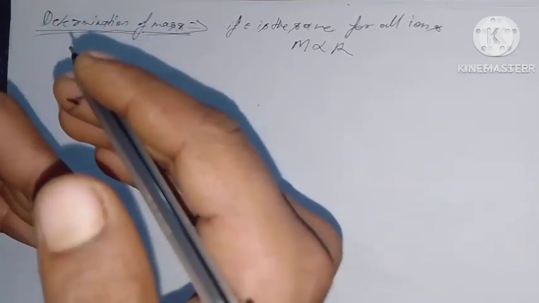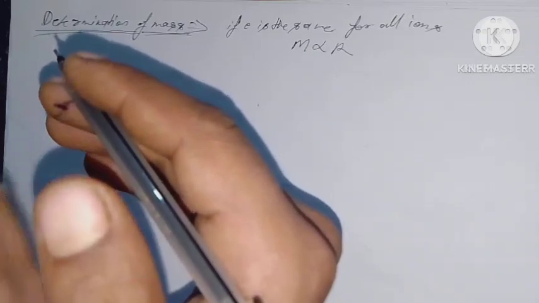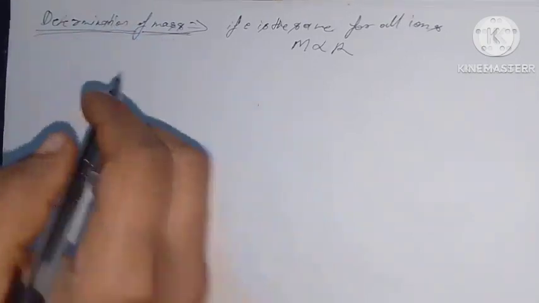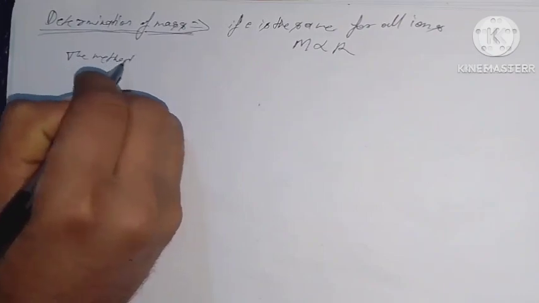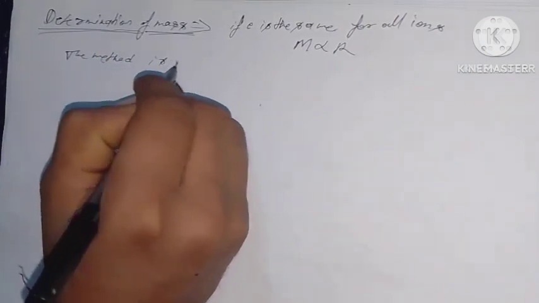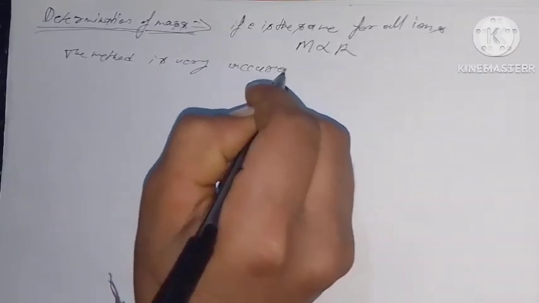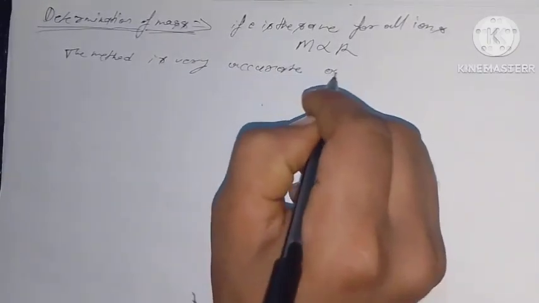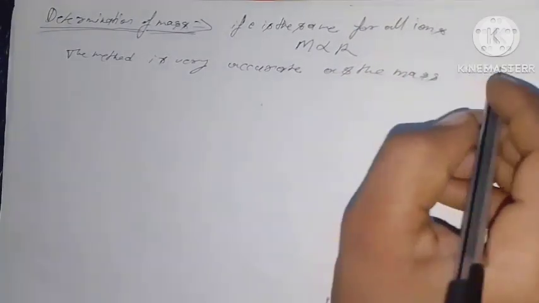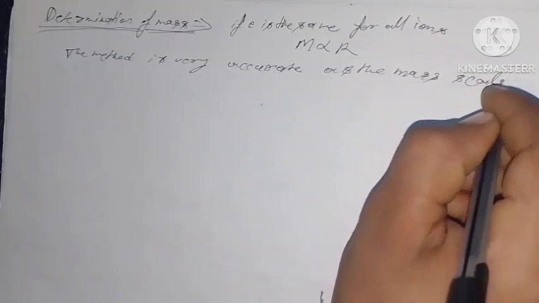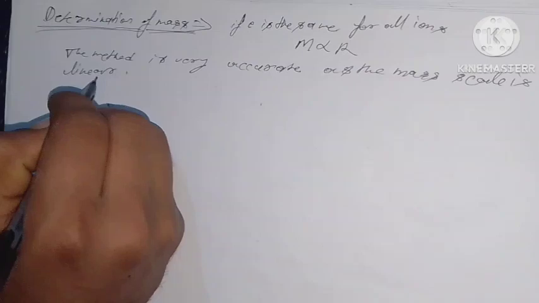Therefore, this method is very useful in separating the isotopes, as the mass scale is very linear. The method is very accurate. Okay. And the next heading: the mass spectrograph. The mass scale is linear.